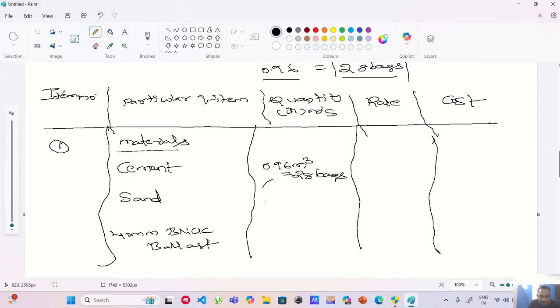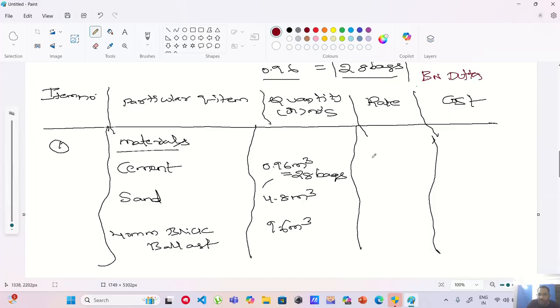What is the sand quantity here? We already calculated it at the top, that is 4.8 cubic meter, and the 40 mm brick ballast, as coarse aggregate, is 9.6 cubic meter. And a very important parameter is the rate. How will we get this rate? Here I'm not taking approximate values, I'm taking textbook rates. The textbook I'm following is B N Datta.